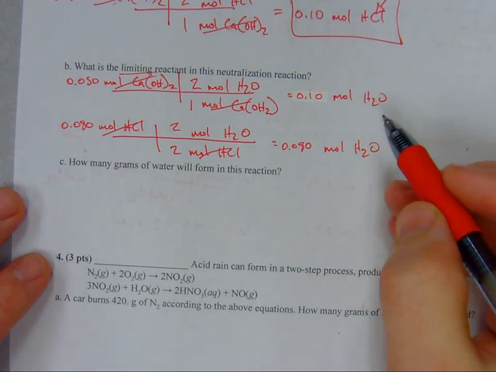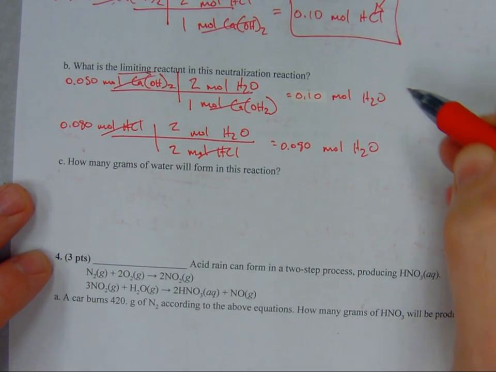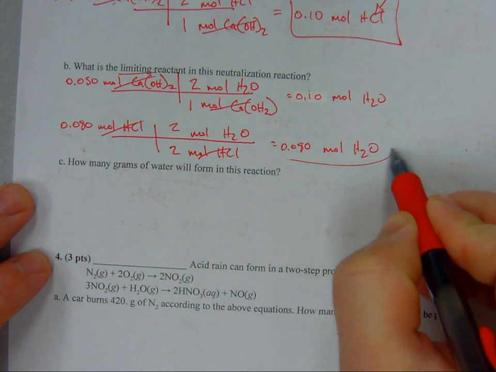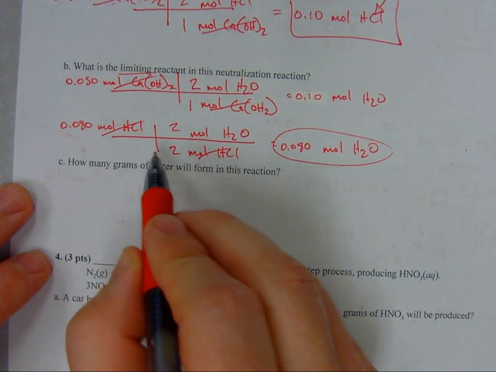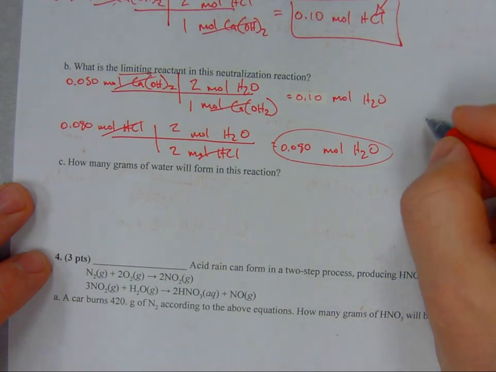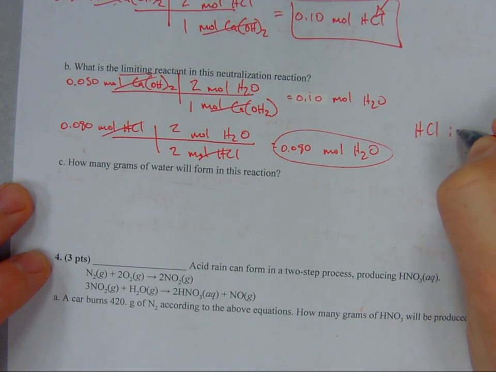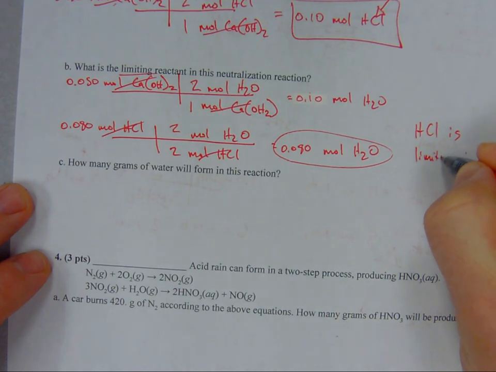Okay. Now, looking at these two amounts, you can tell that that's the smaller amount. This is less product. So that means that the HCl is producing less product. So HCl is limiting.